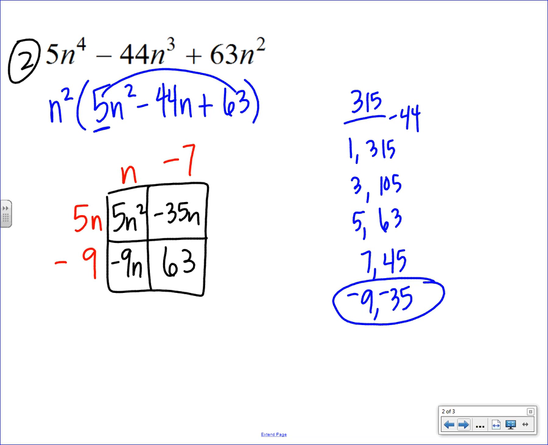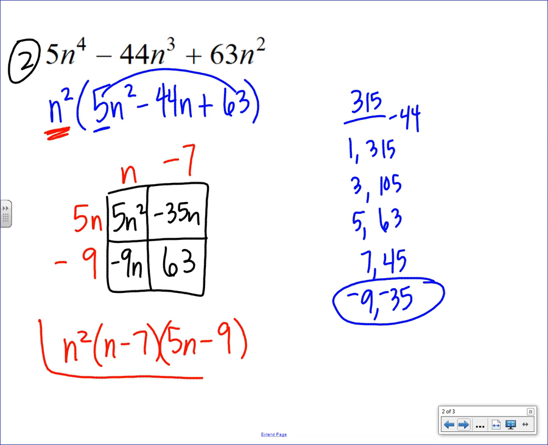So our final answer, don't forget the n squared right here, will be n squared times what? So n minus 7 times 5n minus 9. It doesn't matter the order. Okay? So that's factoring a trinomial when a is not 1. You have to do the box. Now, the last type of problem I'm going to show you is factor by grouping, which you also did last year.